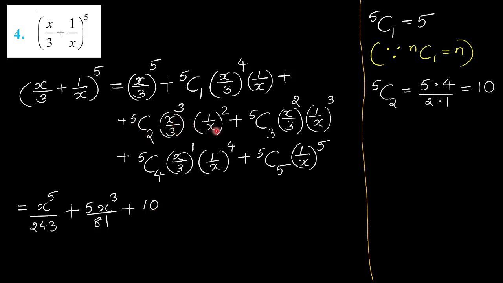X cube by x square. The smallest steps you can avoid. Can you see? X cube by x square, you will get x. X square cancel. In the denominator side there is 3 cube, right? The 3 cube is there, 27.